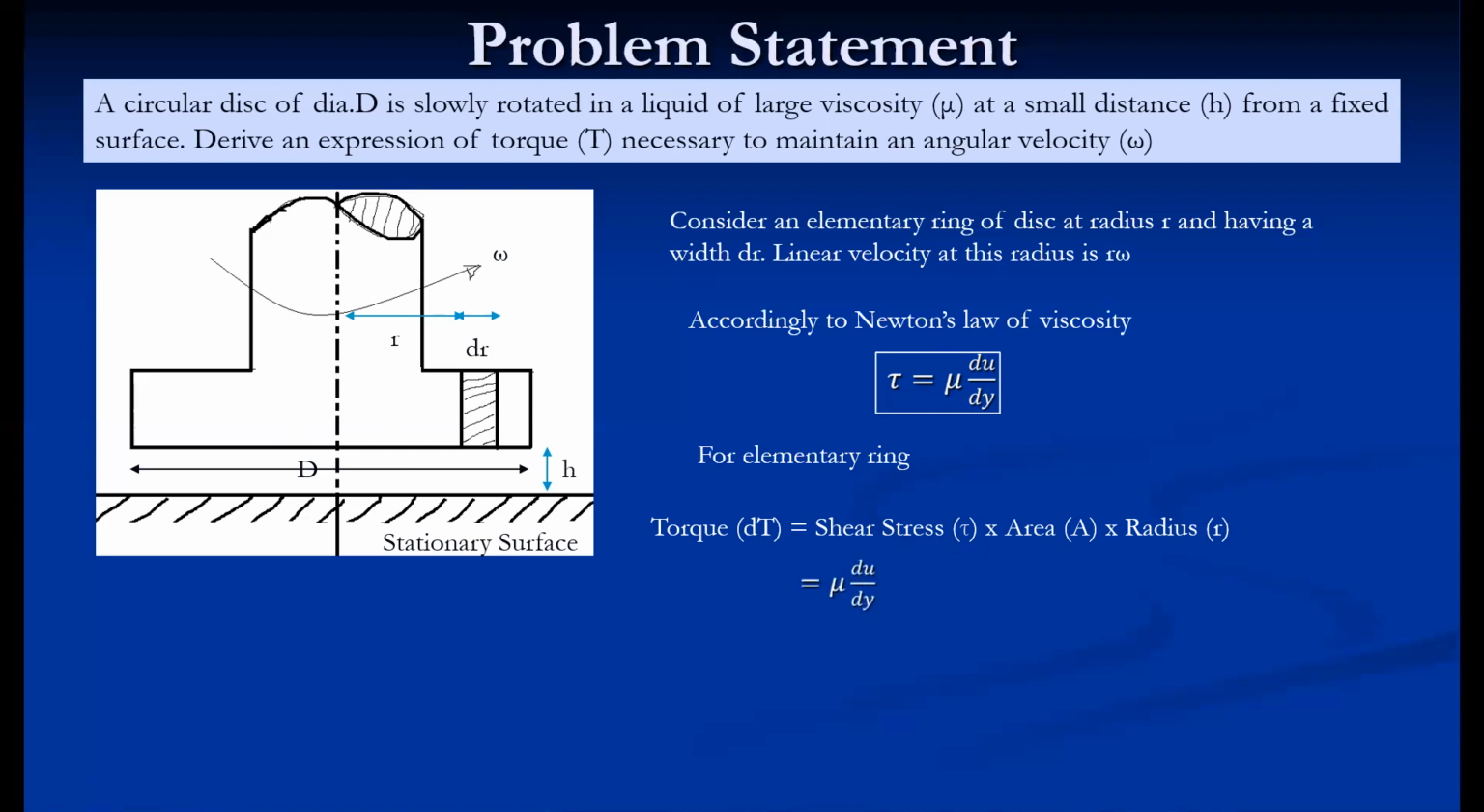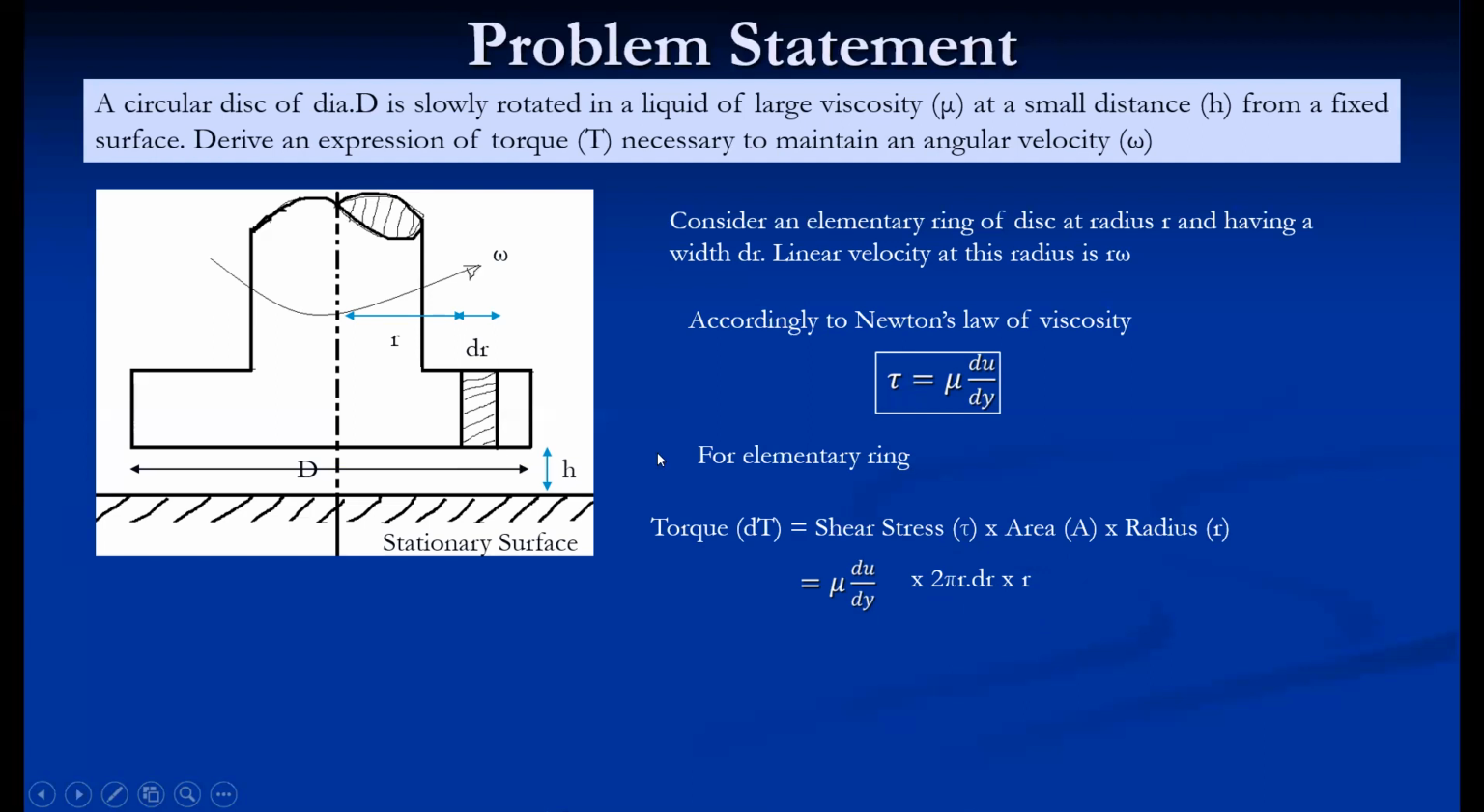Now the shear stress is mu into du by dy. For the area of the ring, 2 pi r is the circumference, and its thickness is dr. So 2 pi r dr is the area of this particular ring. If you see it from the top, it is a ring, and only the surface area we require, so that is 2 pi r dr.